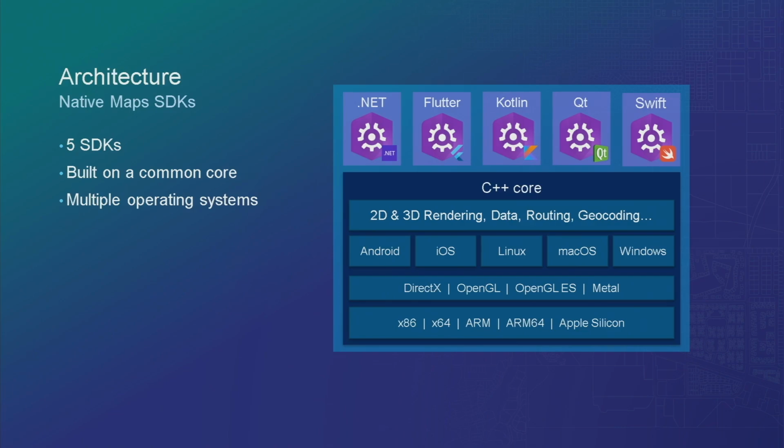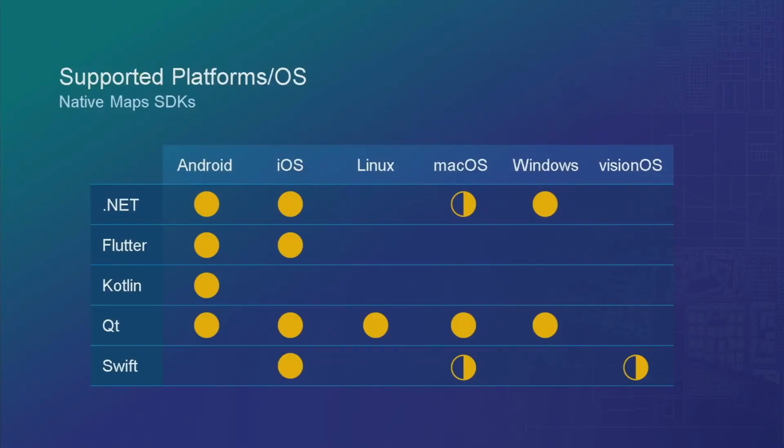Now, what's interesting here is that these developer platforms, .NET, Flutter, Kotlin, Qt, and Swift, can support different operating systems, right? If we take a look at the platforms that are supported by our SDKs, you can see a list here. We've got some SDKs that are designed for cross-platform support. If you look at .NET, we'll support Android, iOS, partially macOS through Mac Catalyst, but also Windows. And so you can use .NET MAUI to target multiple platforms and share much of your code.